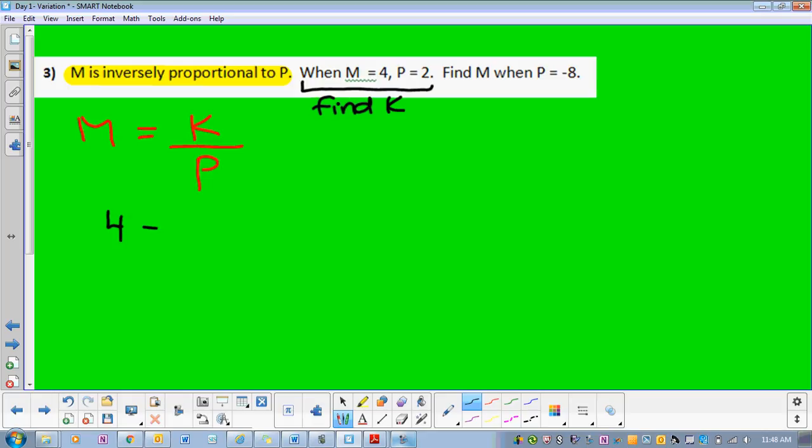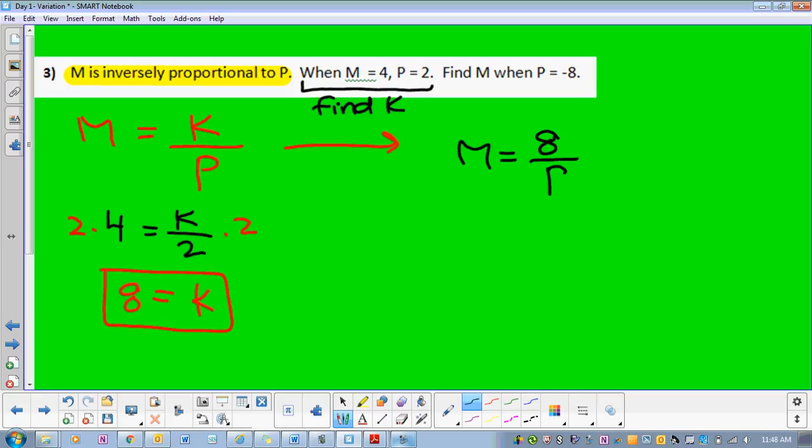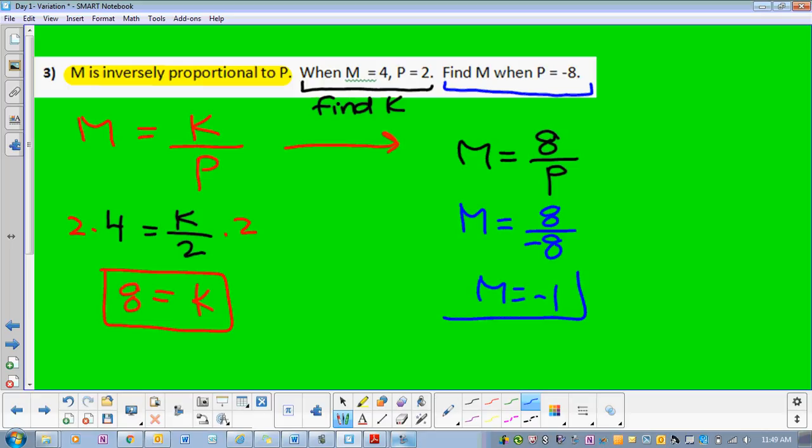When M equals 4, P equals 2. So what is K? You've got to multiply by 2. K equals 8. All right, so let me plug this K into this equation so that I can find M when P equals -8. We're going to use our new equation to find M. 8 over -8 is -1. Good. M equals -1. So, good job.